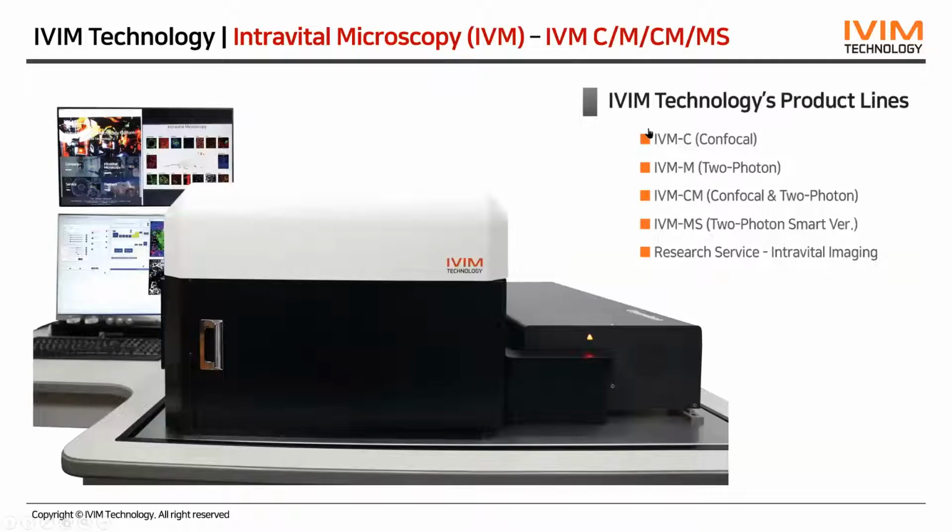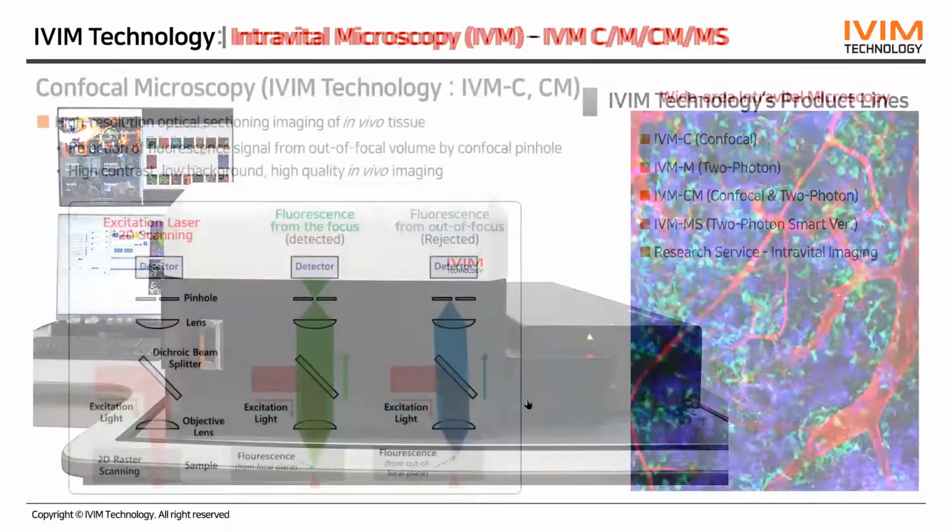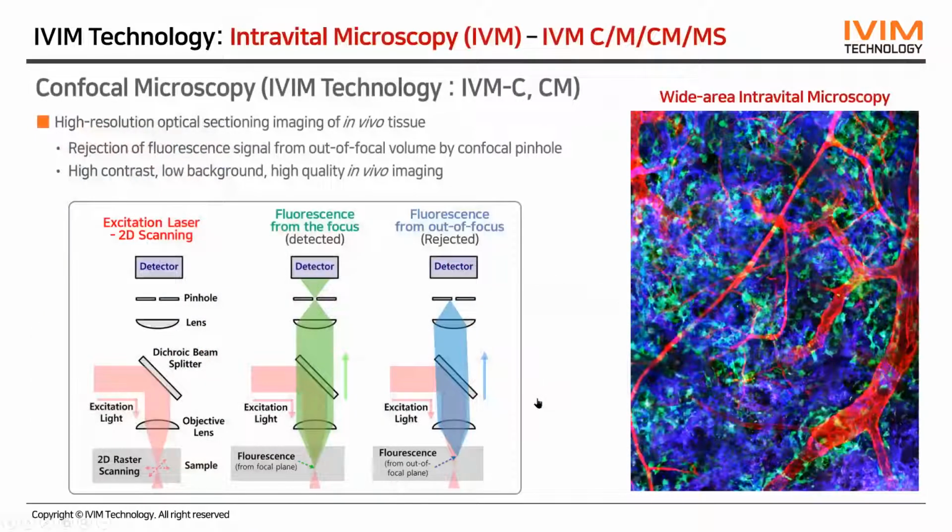So I already explained we can obtain Confocal or Two-Photon imaging, or both of them. I guess most of you already know what a Confocal microscope is. A Confocal microscope is a technology that uses a pinhole in front of the detector to remove the fluorescence signal from out of the focal plane. By doing that, we can obtain high contrast, low background images from live tissues.